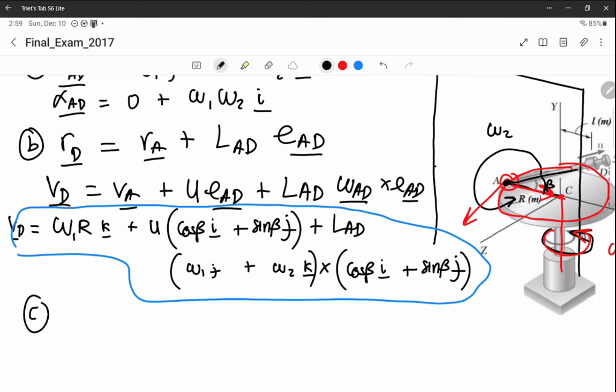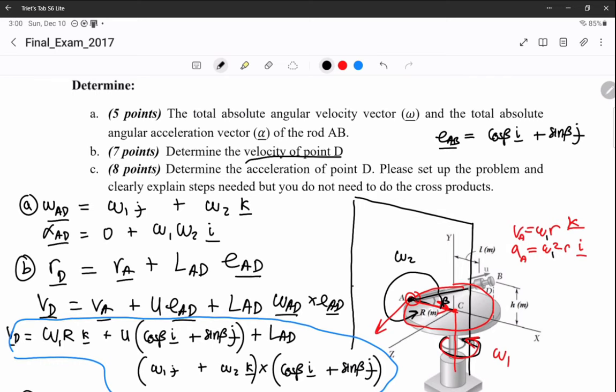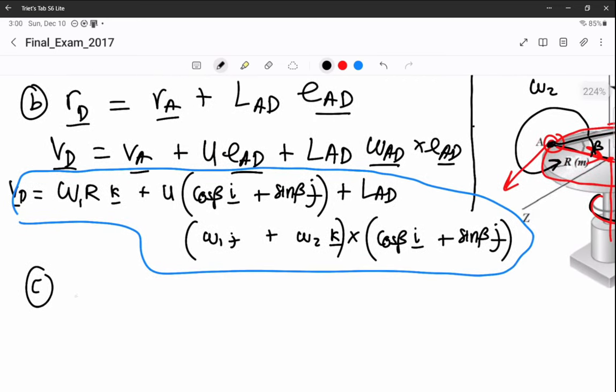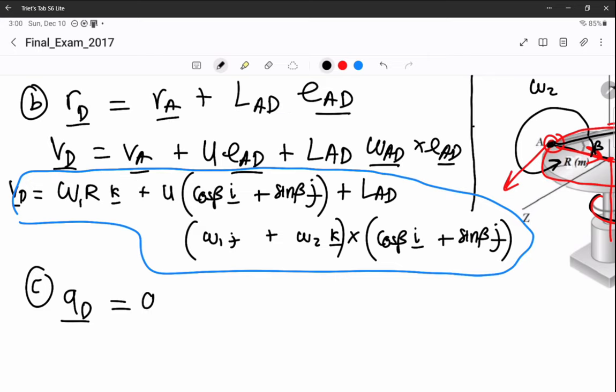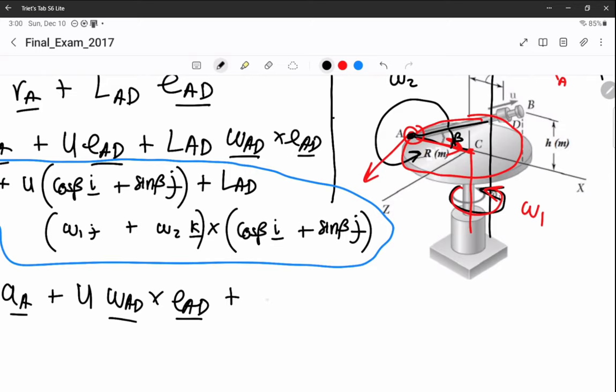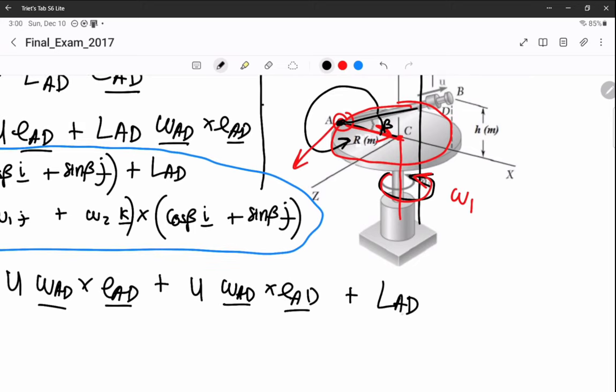For part C, we'll see, determine the acceleration of point D. So for D, AD, right? Again, you take another derivative from this one over here, and that's going to be AA plus L double prime is a constant, so we don't have to do it, and then the derivative of EAD, so that's going to be omega AD cross EAD, plus, okay, this is where it gets complicated. Okay, so maybe F prime V, so F prime is L prime. V is going to be omega AD cross EAD, plus FV prime, right? So what's the derivative of this guy?